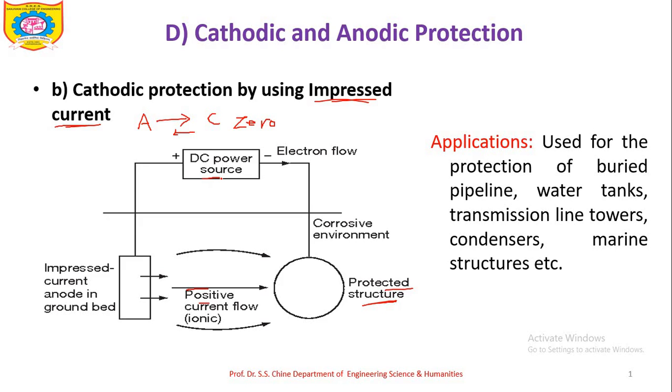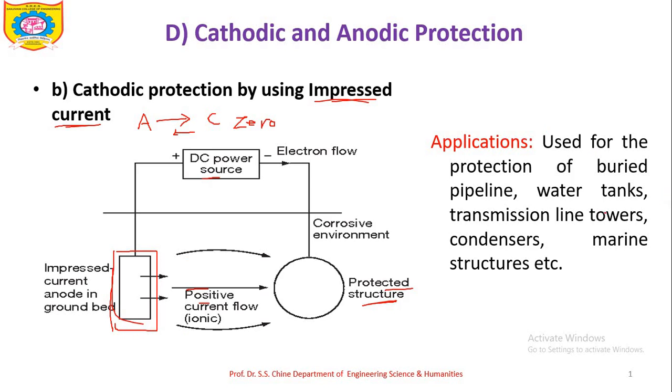So the anode may be an inert material or it may be one which deteriorates and will have to be replaced periodically. Okay, and this anode is buried in backfill such as coke bricks or gypsum to increase the electrical contact between itself and the surrounding soil. Means you are not going to keep this as open. This anode, suppose it is graphite, is not kept open. It is covered with the gypsum. Means suppose this is a gypsum, and in this gypsum this graphite is kept to increase the electrical contact with the surrounding soil.